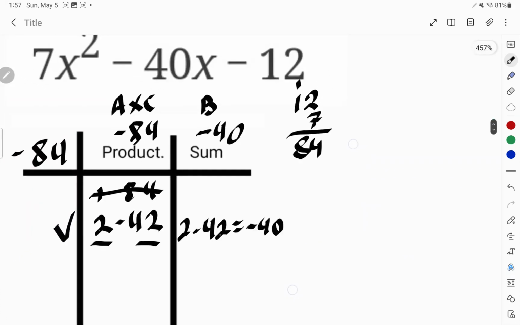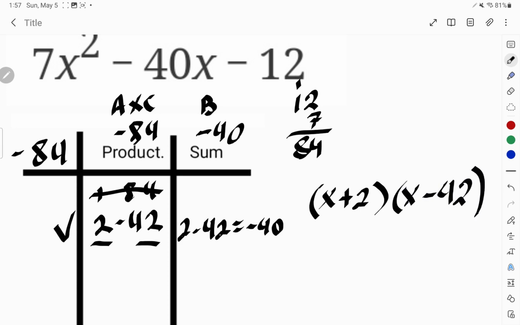For this one, I would highly recommend you just write it out. So it's going to be x plus 2 and x minus 42. Now, unlike the previous video, we're not done yet. Now we're going to do an extra step. Below each of the numbers, we're going to divide by our A. So this one's going to be divided by A, and this one is also divided by A.